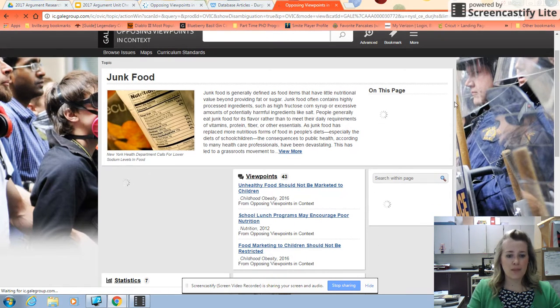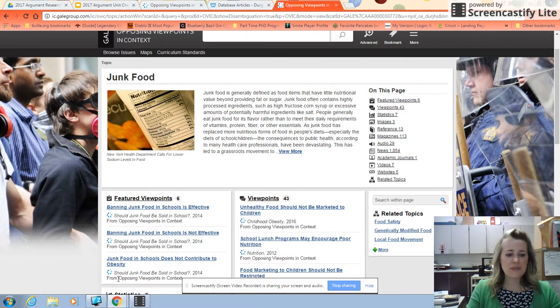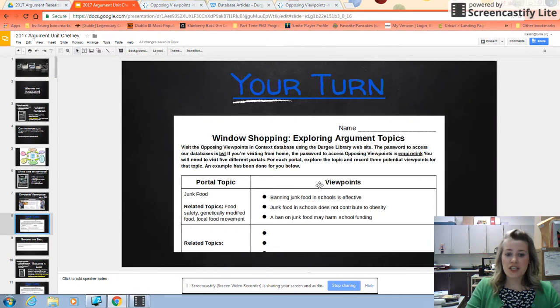And this is called a portal. So here's a portal. And this is the portal I'm going to be using today. So you should have in front of you a sheet that looks like this. It says Window Shopping, Exploring Argument Topics. You're going to find this handout in Classroom. So go ahead and open this handout in Classroom if you have not already done so.